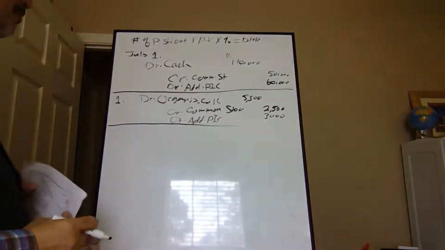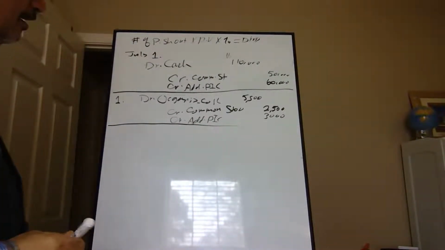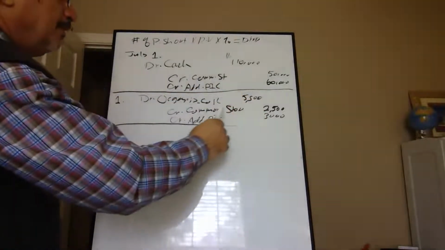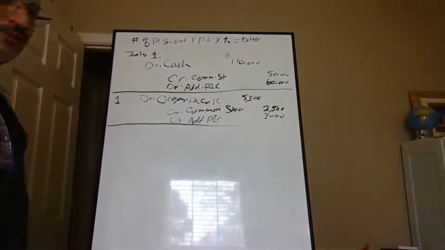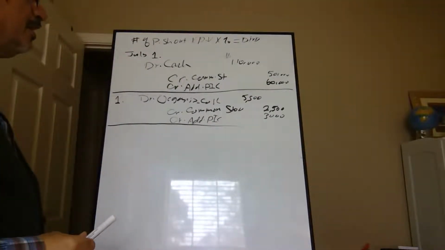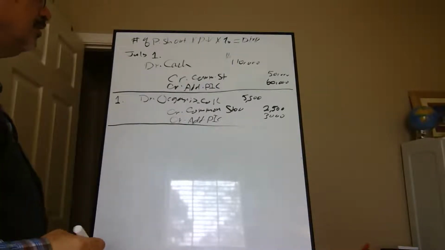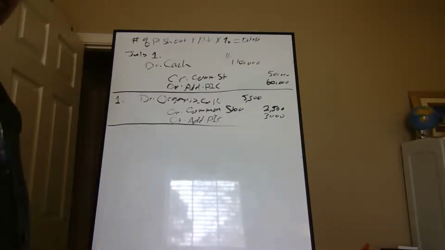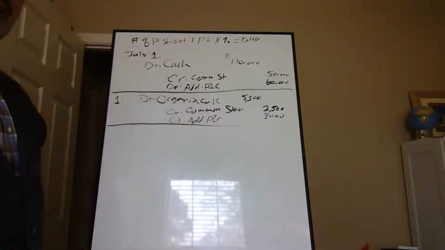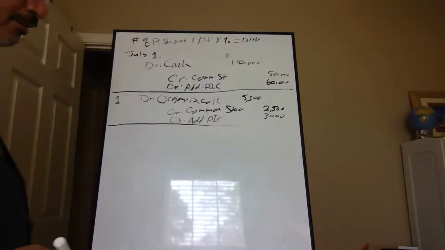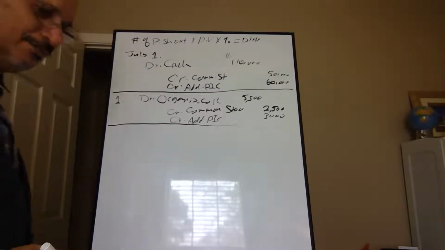Okay, it looks like the additional paid in capital now has in it $60,000 plus $3,000, $63,000. How many shares do we have outstanding? We started with 10,000 shares, and there are an additional 500 shares, so 10,500 is the total number of common shares outstanding at this time.